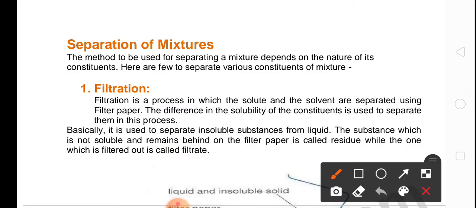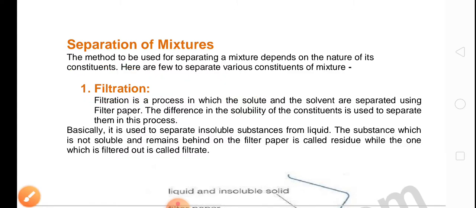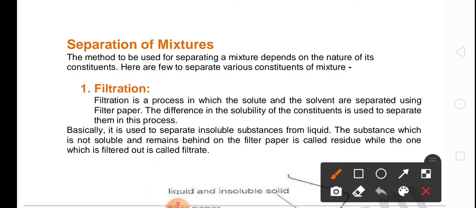Filtration is a process in which the solute and the solvent are separated using filter paper. As you know, from the name it is clear. Filtration means in this process we use filter paper. In the filtration method, solute and solvent are separated using the filter paper.